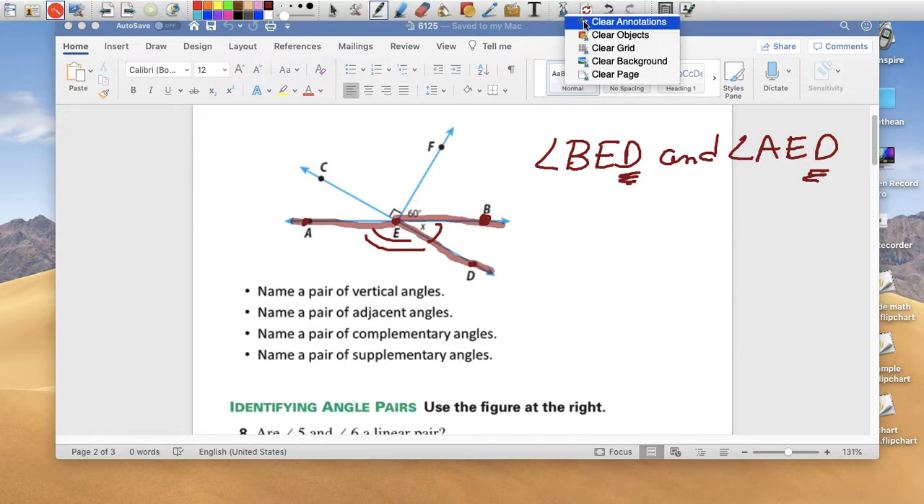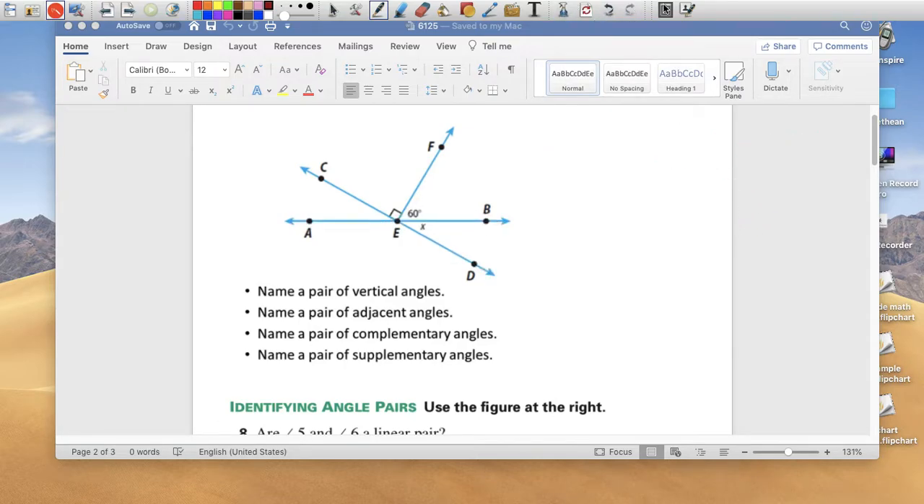Okay. Complementary, I need to see which ones add up to 90 degrees. So if you know that's 90, the only two complementary angles are these two, this 60 and this one. Those two angles add up to 90 degrees, so we can call them angle FEB and angle BED.